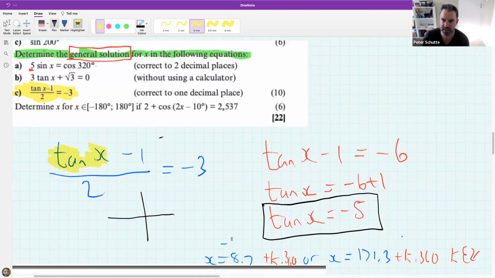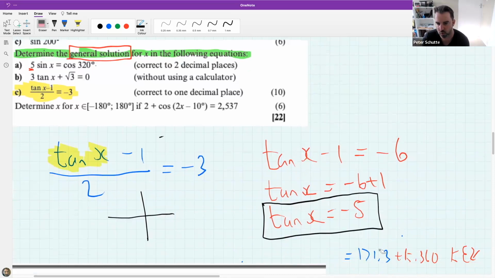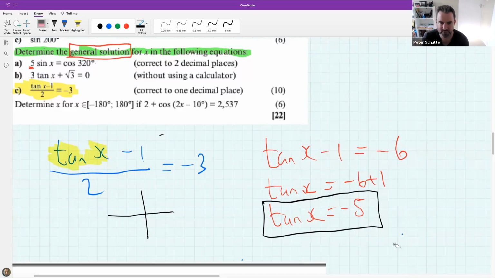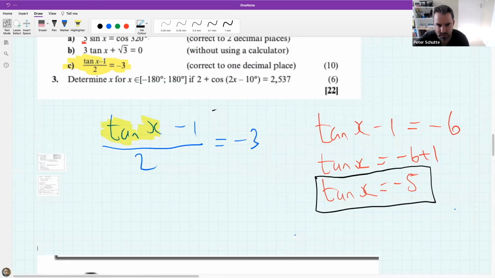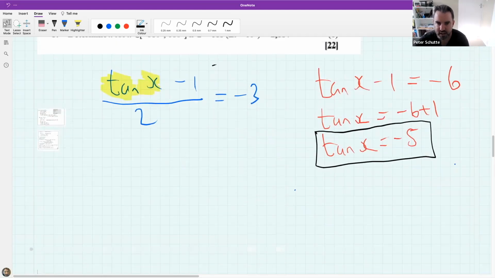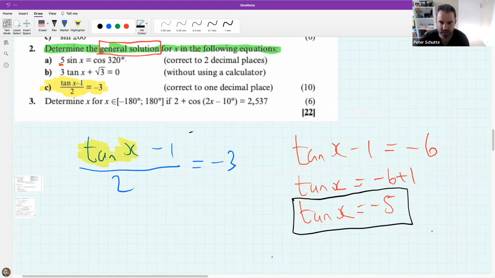So where do we go next? We've got a nice helping hand there from Keisha. And what is a little bit special about tan? I don't know if you guys remember this from class, but tan doesn't have a period of 360. What's the period of the tan graph normally?